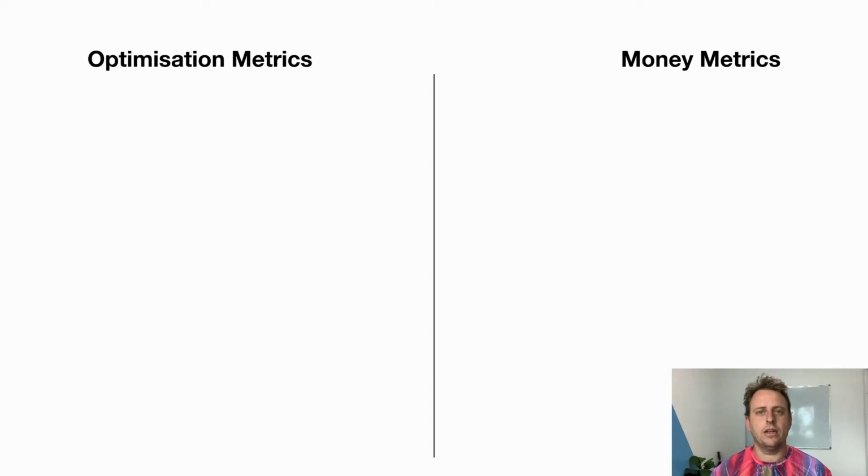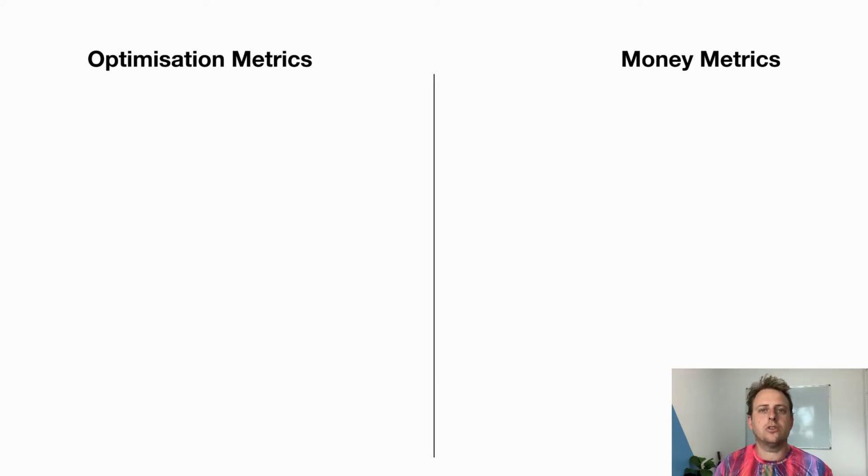Whereas on the other hand, money metrics are the metrics that are about how much money you're putting in your pocket at the end of the day. Okay, and that is what's most important. Those are the most important metrics. If your money numbers are good, then it doesn't matter what your optimization metrics say.